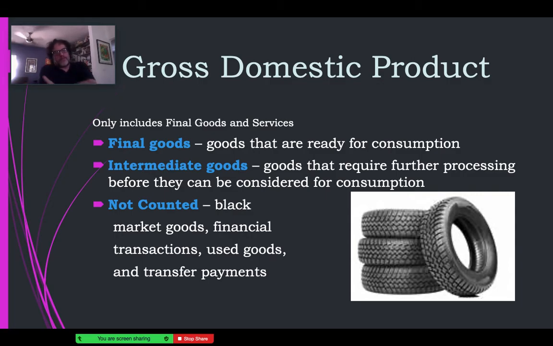Transfer payments are payments from the government to its citizens. Things like Social Security, things like unemployment. Because what happens? If we count $1,000 that the government gives me, ostensibly, what am I going to do with that money? I'm going to spend it, and that would be double counting. So those are the things that are not counted.